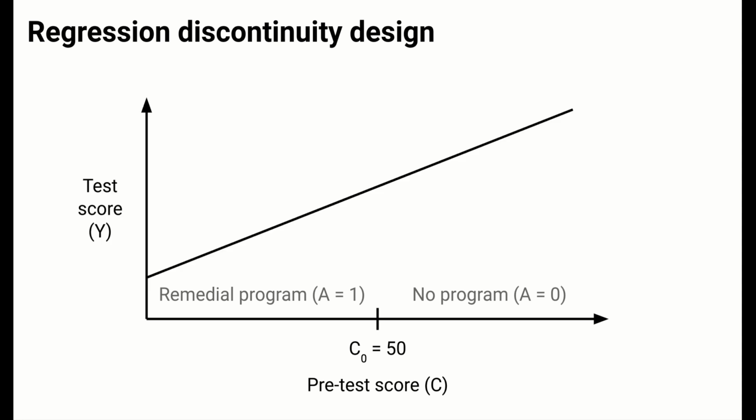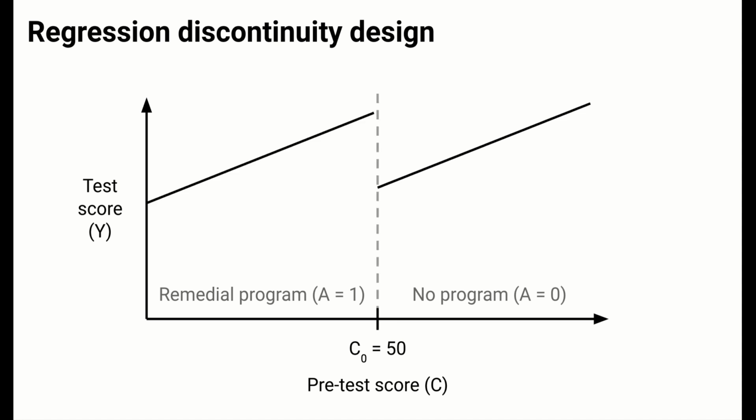Let's pretend for a second that there was no remedial reading program. The relationship between pre-test scores and final test scores, Y, is likely some positive association, as shown by the trend line here. But in the presence of the remedial program, those going through the program might experience real benefit and improve their test scores. For this reason, we might see a discontinuity in the trend at the cutoff.